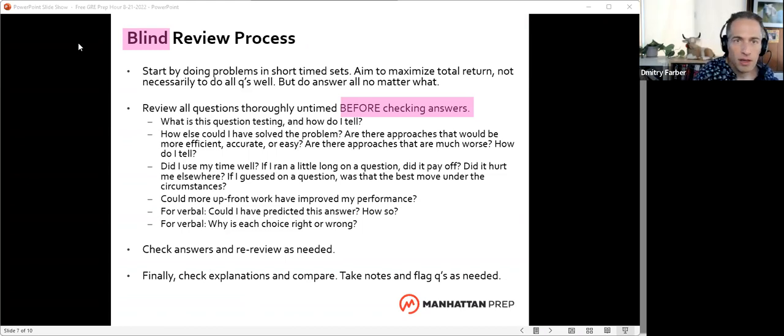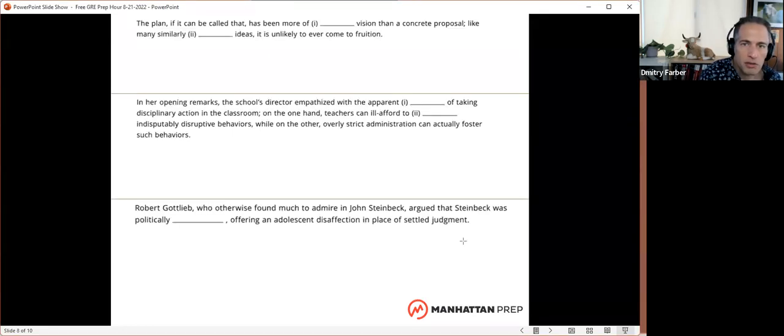Okay. This all right? Questions? So we're going to try to model some of this. I'm going to give you a set of 3 fill in the blank verbal questions. 2 of them are text completion and 1 is sentence equivalence. And just while we're talking for a moment, I'm going to cover the answers so we don't get too ahead of ourselves. But what you'll see here is 2 of them have 2 blanks.